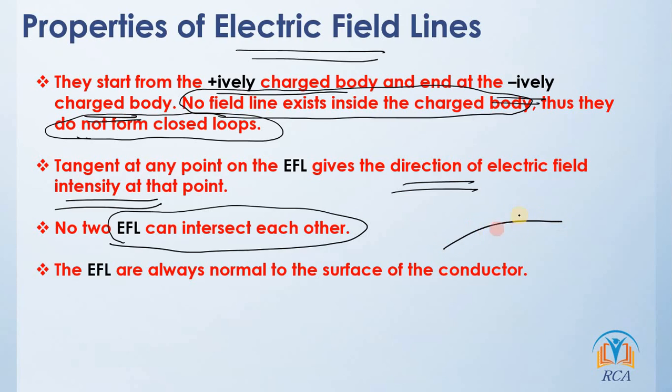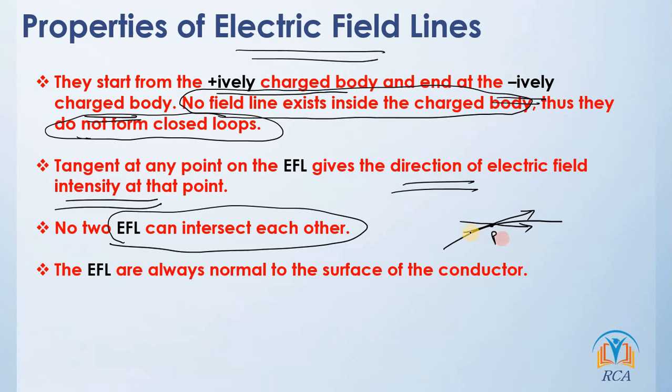For example, this is an electric field line. Now, how do we find the direction of the electric field intensity? We just draw a tangent at that particular point, suppose at point P. Now tell me quickly, can there be two tangents at a given point? No, there cannot be two tangents. There can be only one tangent at a given point.